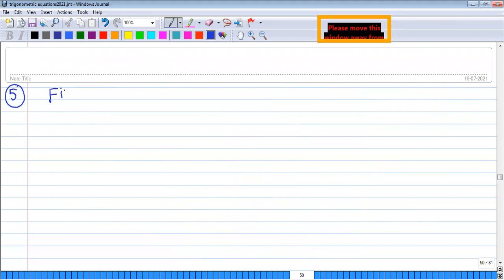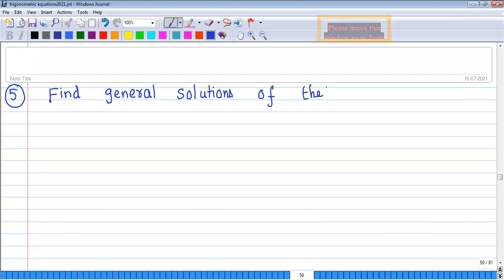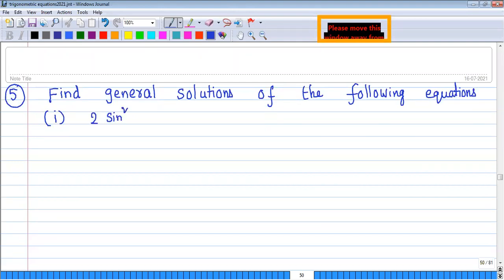Find general solutions of the following equations. First question: 2 sine square theta equals 3 cos theta.